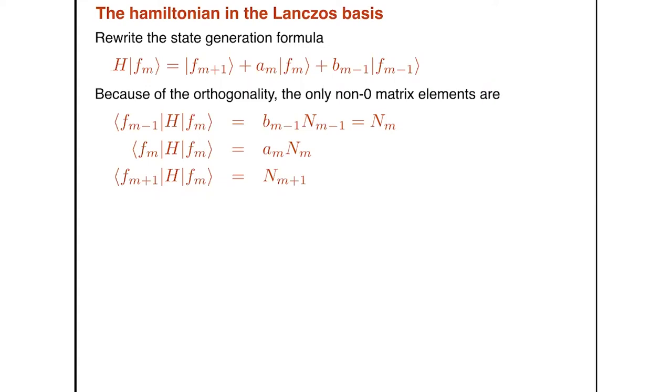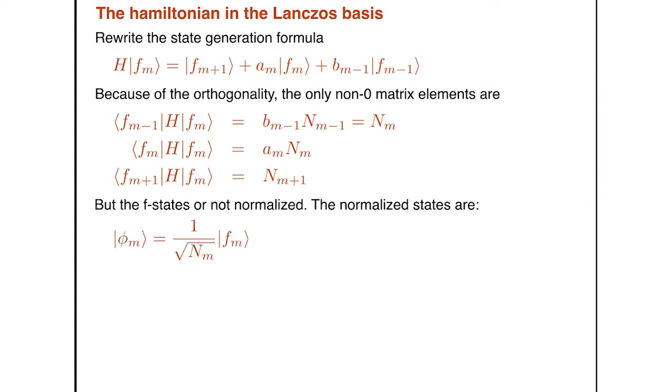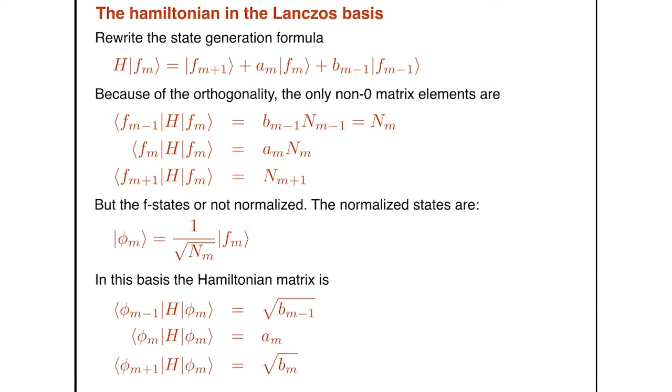And why do we get this nm? Well, that's how nm was defined, right? It was the overlap of a state with itself. Like here you get am and fm overlapping with itself. So that was the definition of nm. But of course, we want the Hamiltonian in the normalized basis. These nms are basically the normalization constants, so these states, which I call phi m, are now normalized. And then it's easy to see from this: you just divide by nm and take the square root, and you get the matrix elements in this basis, right?